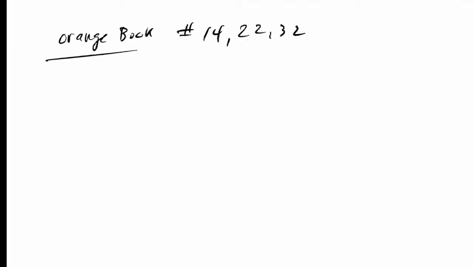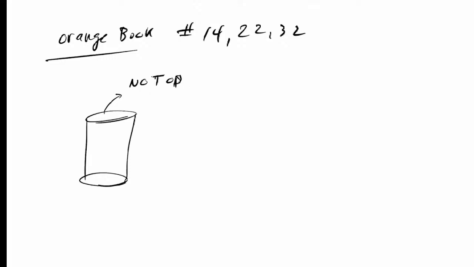Okay. So number 14 is a little bit different. They give you a volume of an open top cylinder. So you have yourself a cylinder here in number 14. It's got no top. And what they ask you to do is find the ratio of the height to the radius that gives minimum surface area.